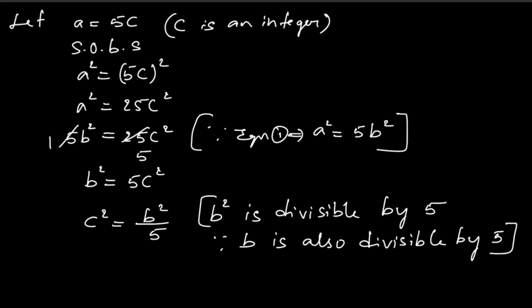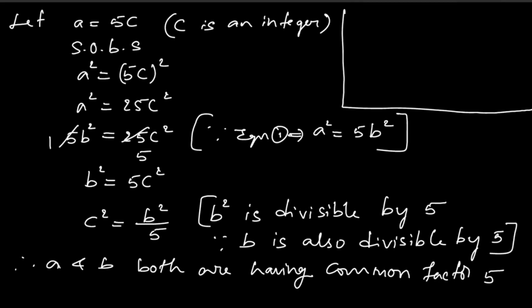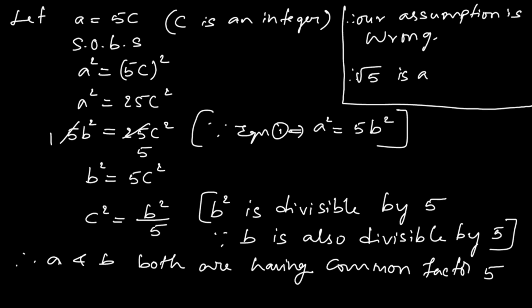So clearly you can say, therefore, a and b both are having a common factor 5. Therefore our assumption is wrong. Root 5 is an irrational number.